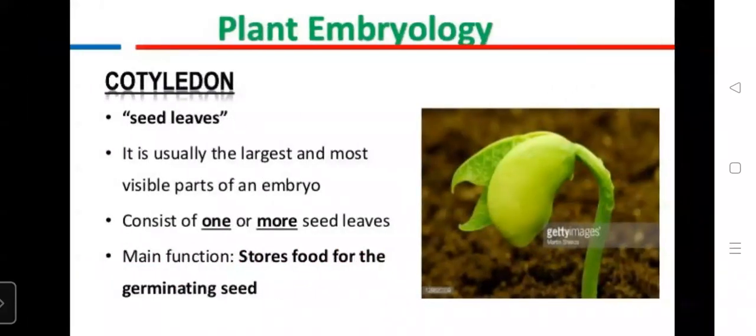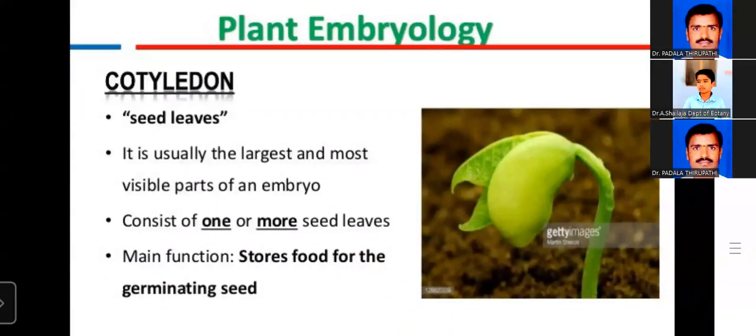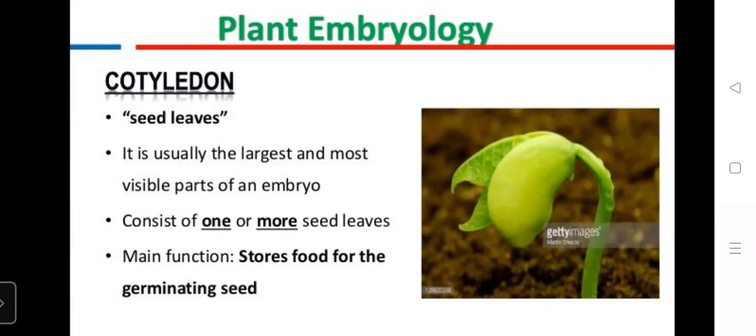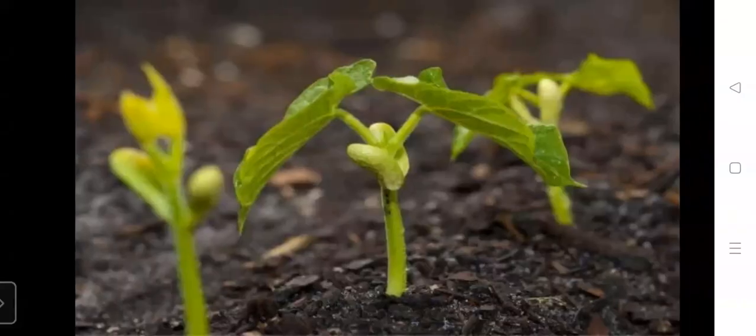So what is a cotyledon? See here, these are the seed leaves. It is usually the largest and most visible part of an embryo. Whenever we sow the seed in the soil, the largest and most visible part of the embryo consists of one or more seed leaves. The main function is that it stores food for the germinating seed. Whenever seed germination is going on, that stored food is useful for the germinating seed. That is the cotyledon.